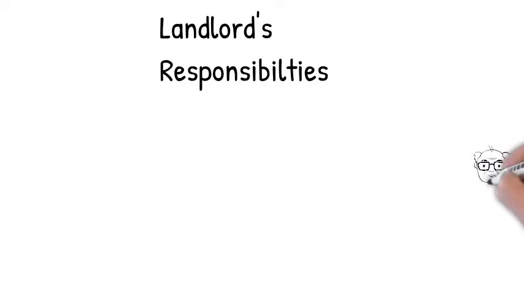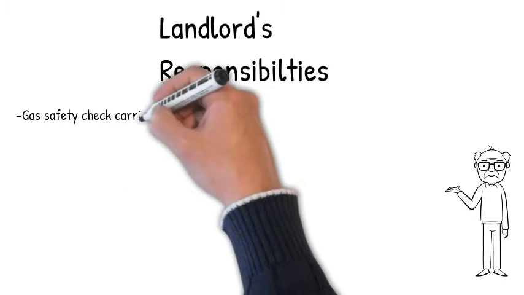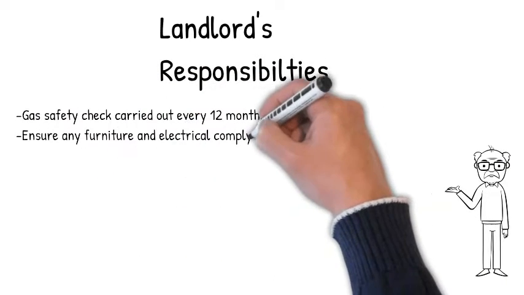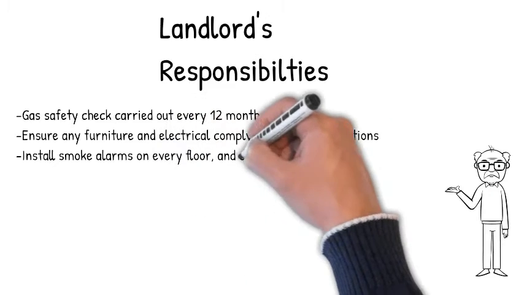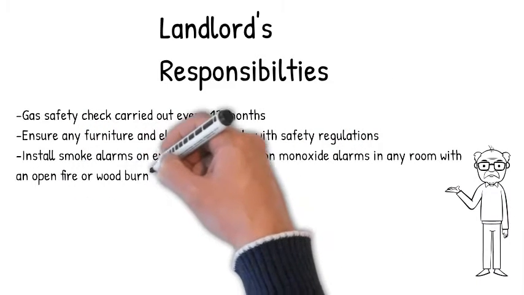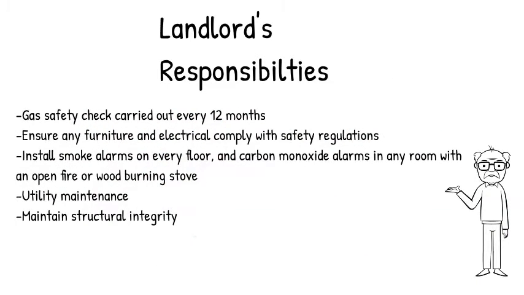Some of the landlord's responsibilities include gas safety checks to be carried out every 12 months, ensuring any furniture and electricals comply with safety regulations, installing smoke alarms on every floor and carbon monoxide alarms in any room with an open fire or wood-burning stove, utility maintenance, and maintaining structural integrity.